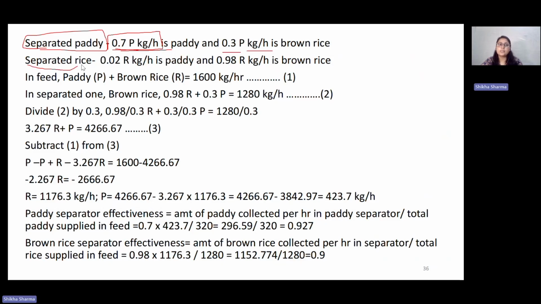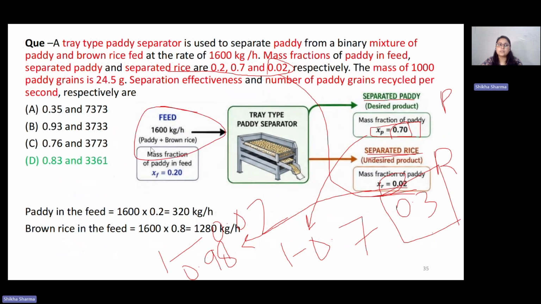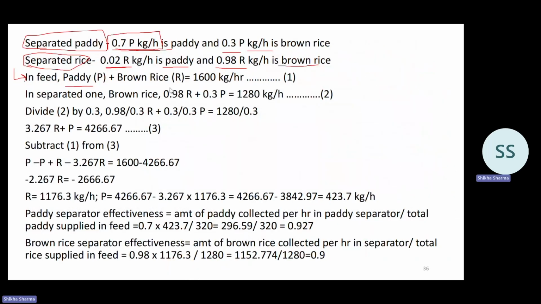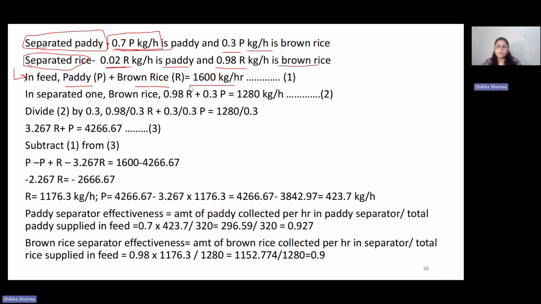And in the separated rice, 0.02 R kg per hour is the paddy, and 1 minus 0.02, which is 0.98 R kg per hour, is the brown rice. So basically in the feed, P and R, the separated paddy and separated rice, their summation is 1600 kg per hour, the mixed paddy and brown rice. It is given in the question that the feed is total 600 kg per hour.